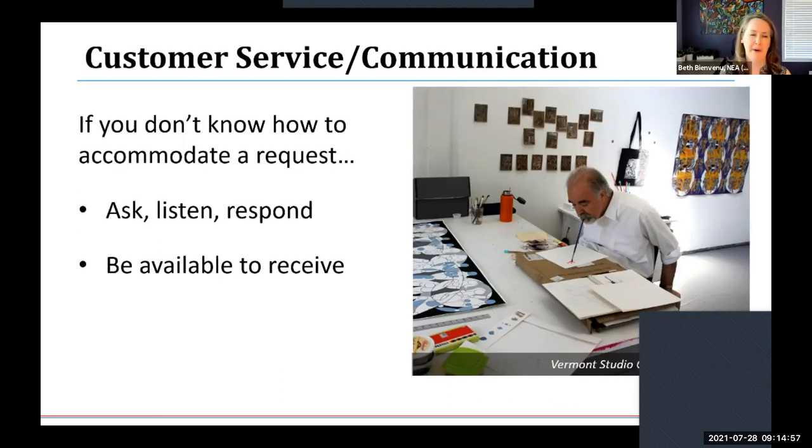I just want to make a note about customer service and communications. If you don't know how to accommodate a request that you might get, just ask, listen, and respond, and be available to receive. Just to make sure that you're responsive, to have an ongoing dialogue, and all of that can be just conducive to having open communication.